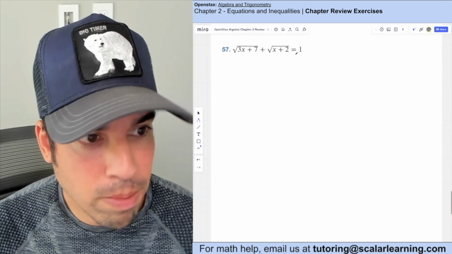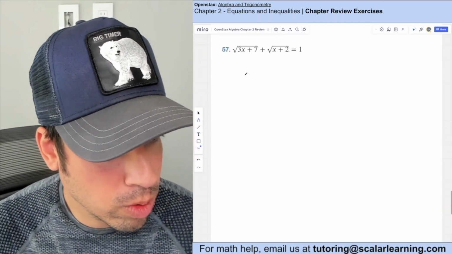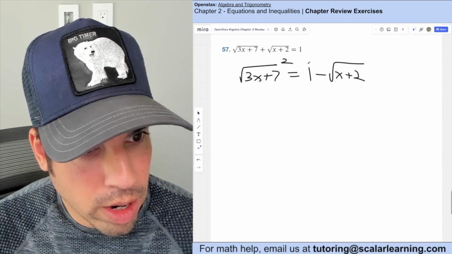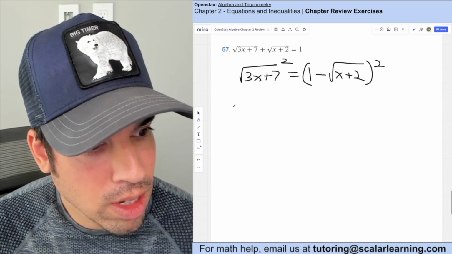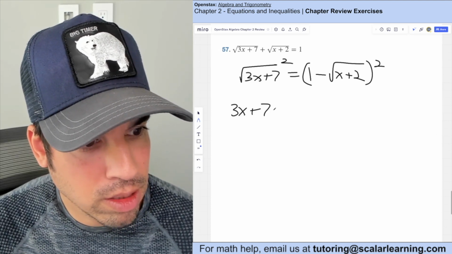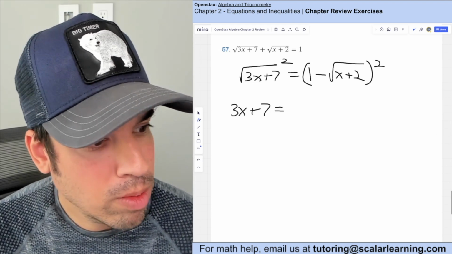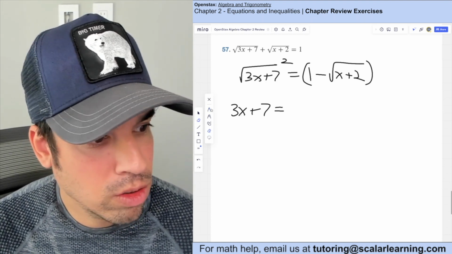In this one, I'm going to start by subtracting square root of x plus 2 from both sides. Next, I'm going to square both sides, and that's going to require me to FOIL on the right side. But on the left, it just becomes 3x plus 7. On the right, I'm going to rewrite this. I'm going to FOIL it out, and you'll see what we do.